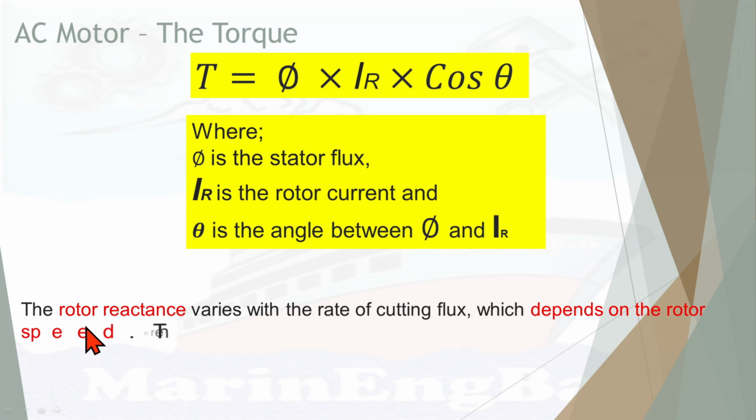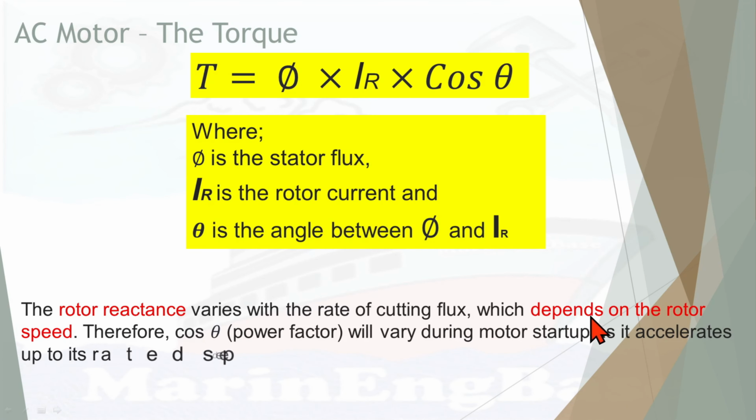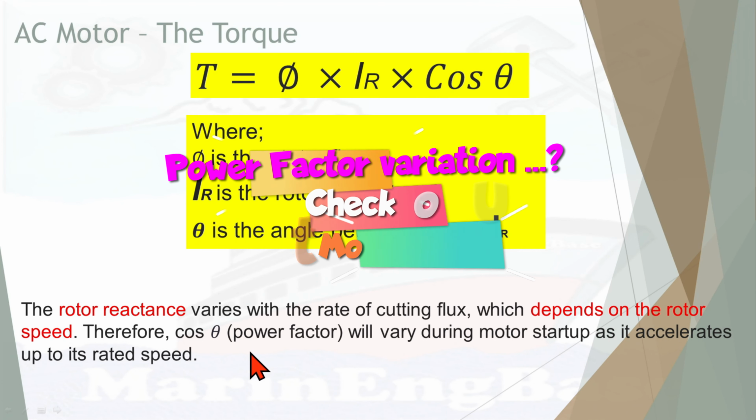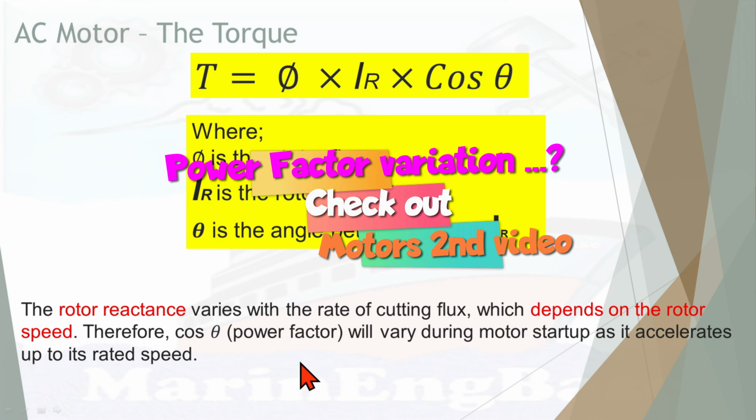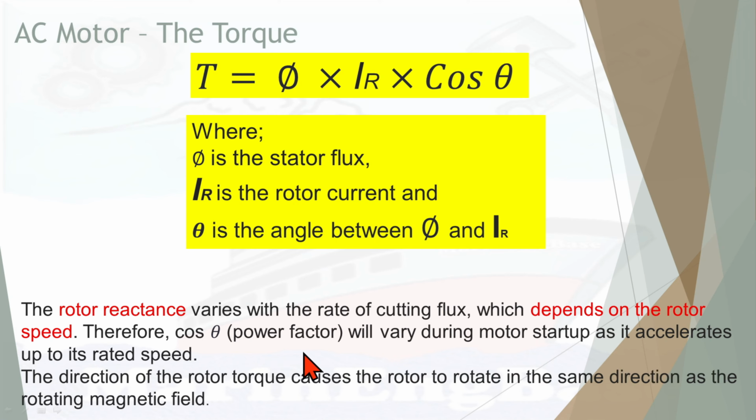As I mentioned earlier, the rotor reactance varies with the cutting rate, which depends on the rotor speed. So the power factor varies from the stationary condition to the full speed condition. It starts at the lowest power factor, and the power factor will increase as the rotor gains speed.